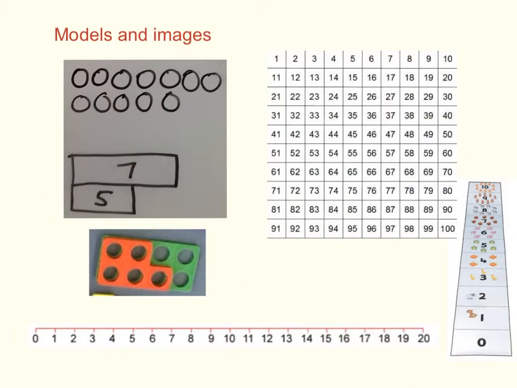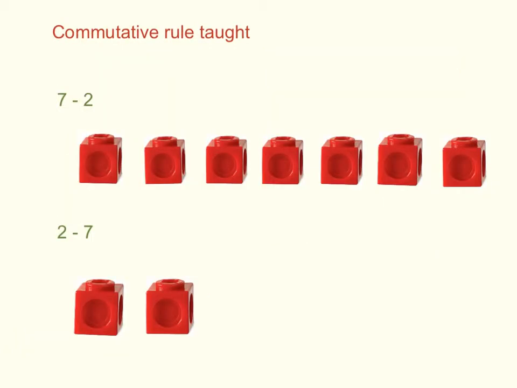Different models and images are used to develop understanding. Lining up objects, or the Singapore bar, shows the difference, as does Numicon, where one piece is laid on top of another. Here, 8 take away 5 is 3. Number lines allow for subtraction in ones, whereas the 100 square is used when children can subtract in tens and ones. Children are also taught that the order of numbers in a subtraction are important.